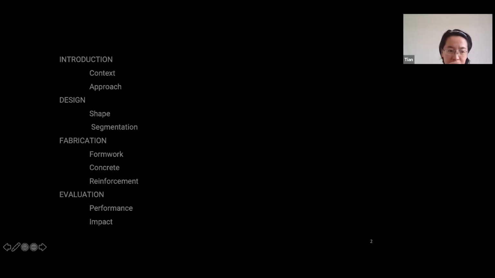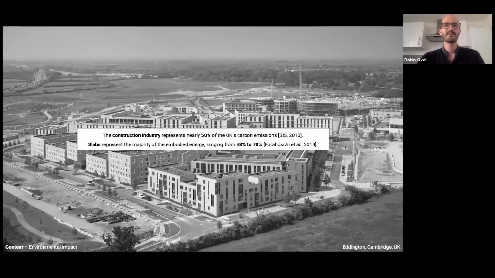Sorry. So I will start with an introduction, giving some context. You might be aware that the construction industry represents nearly 50% of the UK's carbon emissions. But a figure that's maybe less voiced is that slabs actually represent the majority of the embodied energy in a building, ranging from 48 to 78%. Of course, it varies with the type of construction and the height of the building. But that still has a major impact compared to columns or beams, etc.